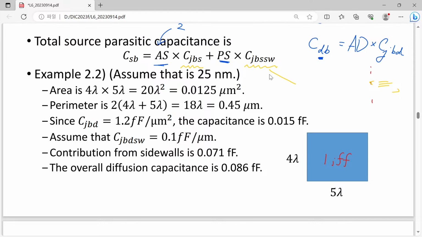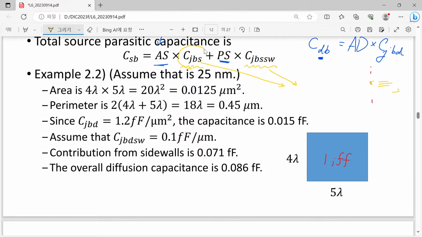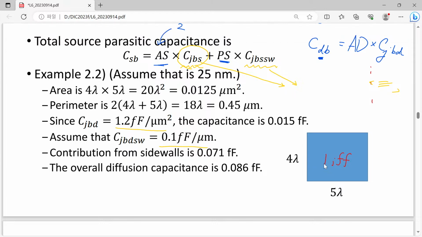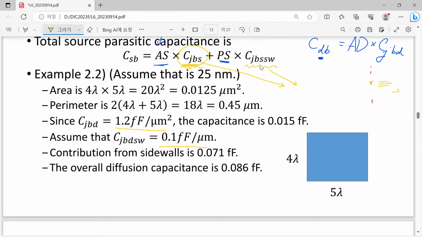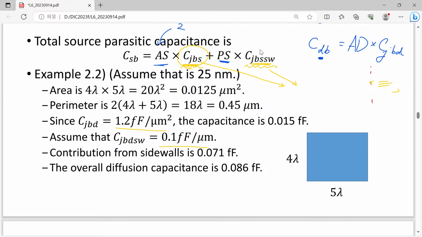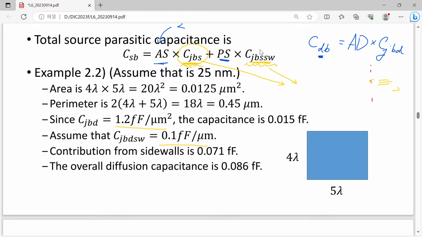So your technology guy should provide you, okay, this is my technology, and according to my measurement, I found that this value is given by something like this one, and this value is given by something. Please consider these quantities when you design your device or your circuit. That is the situation. So as a designer, we have to accept these given parameters, and based upon that one, we have to, in many cases, minimize the capacitance related with this diffusion region.